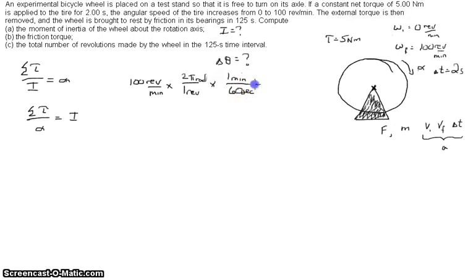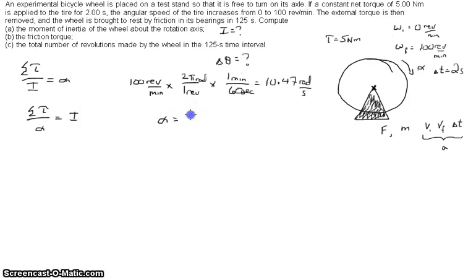Okay, we are going to get 200 pi radians divided by 60 seconds, or if you calculate that, it is 10.47 radians per second. Alright, that being said, we need to figure out what the angular acceleration is before we continue on.